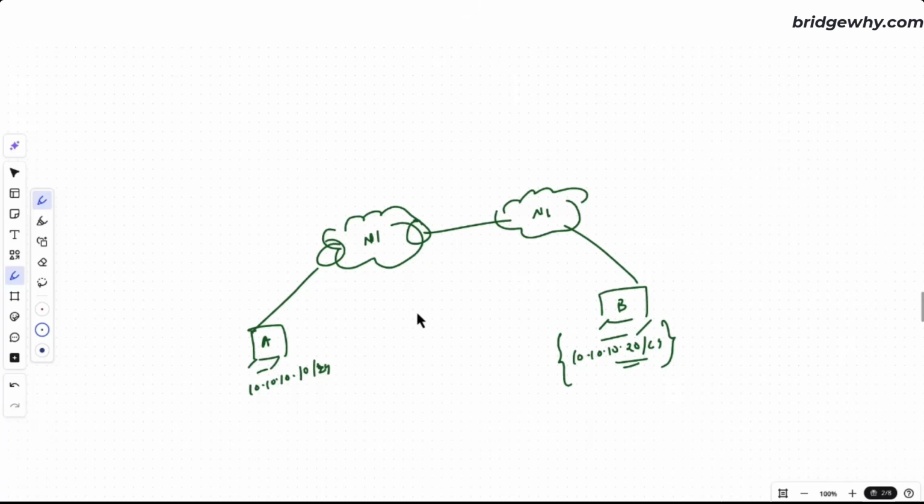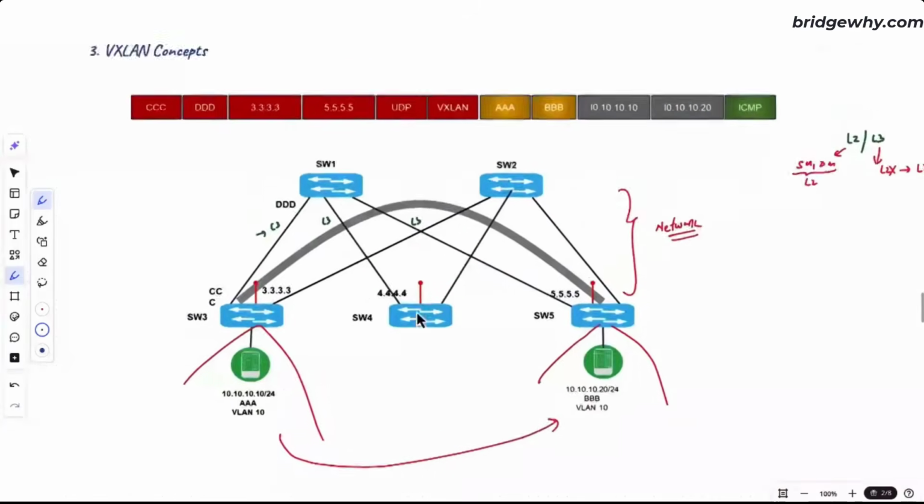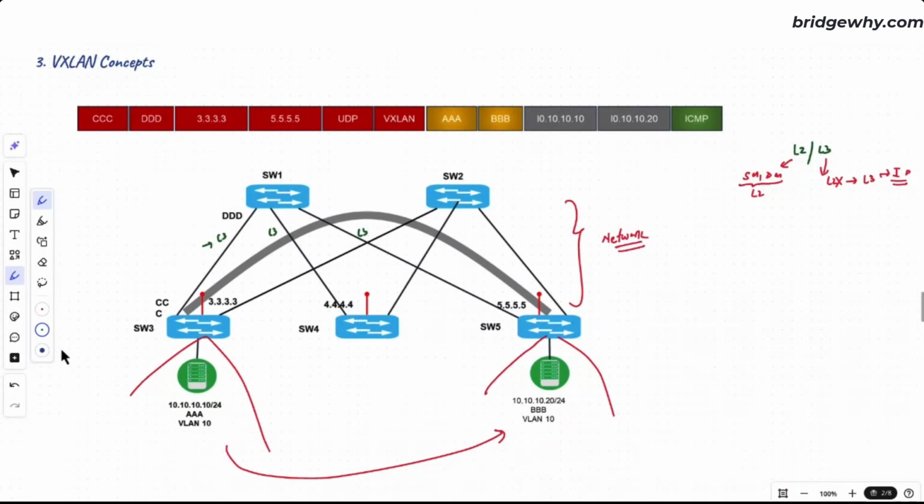But what I have done here is extend my network, the VLAN, over another network, which was not the case previously. Previously, we had only switches in between them, but now we have routers or layer 3 links. It means that we are extending our layer 2 capabilities over layer 3. And that was the demand of today's data center.